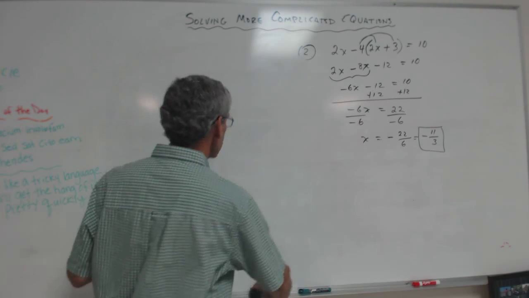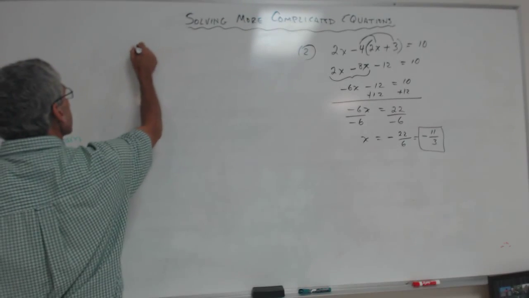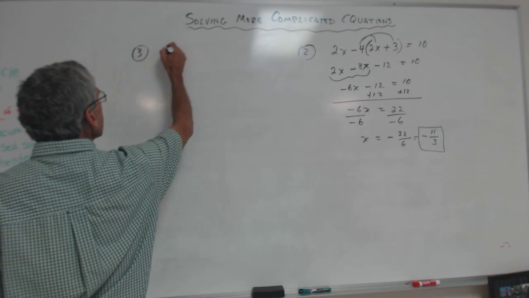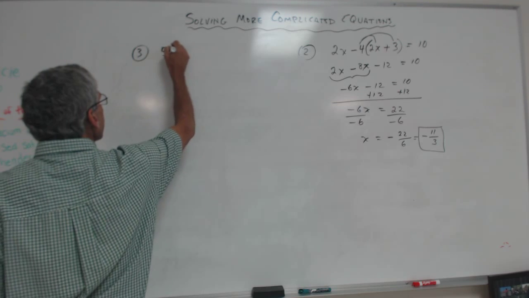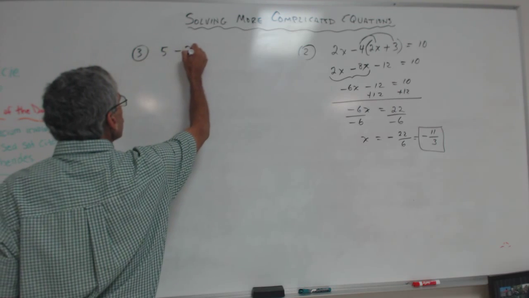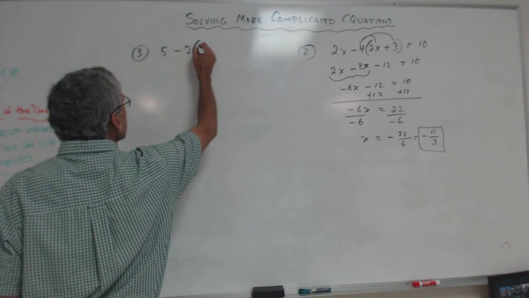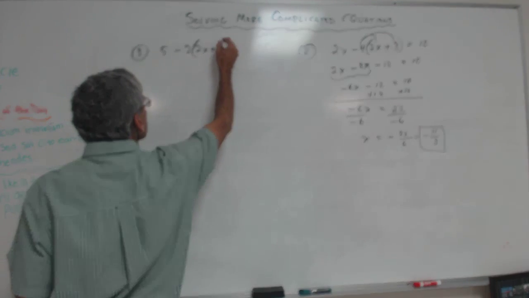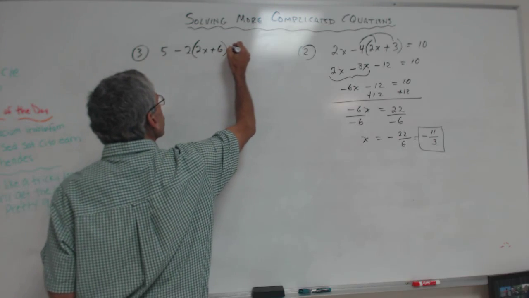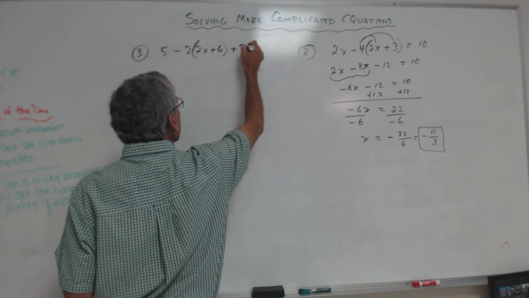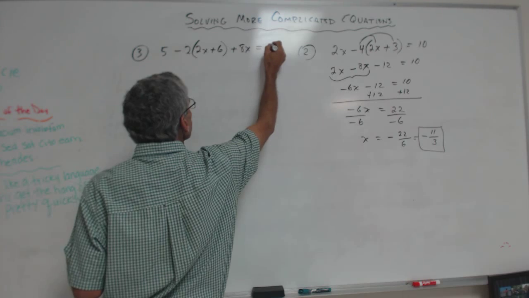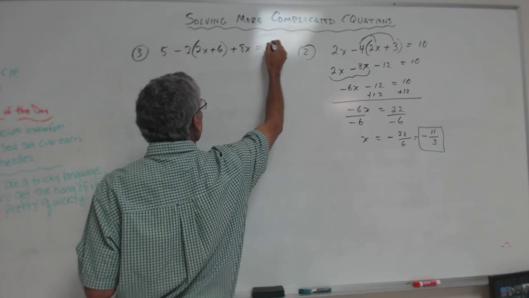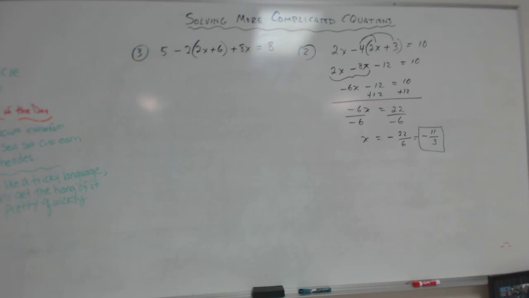Let me think. Sometimes you'll see, let me see if I can think of another one. What if I had this? 5 minus 2 parenthesis 2x plus 6 plus 8x equals 8. What would I do?